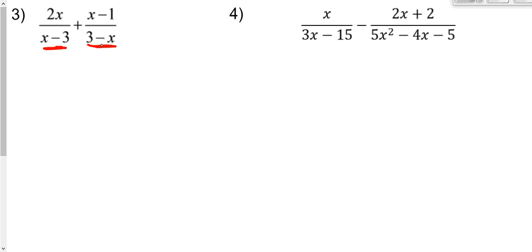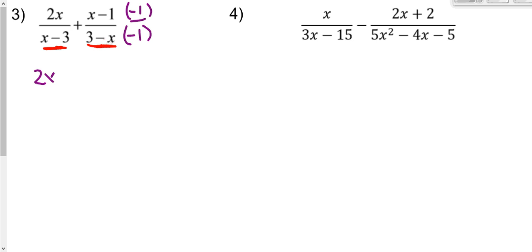It rhymes with opposites, if you need a hint. They're opposites. So how could we get the same denominator? Well, we could take one or the other fraction, whichever one we like, and multiply it by negative 1 over negative 1. So I'm just choosing to multiply the second one by negative 1 over negative 1.